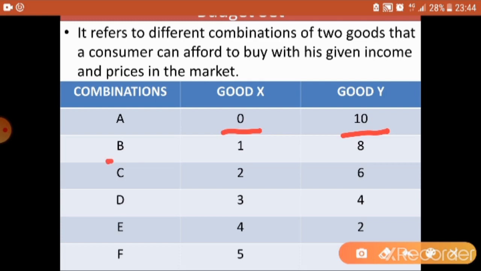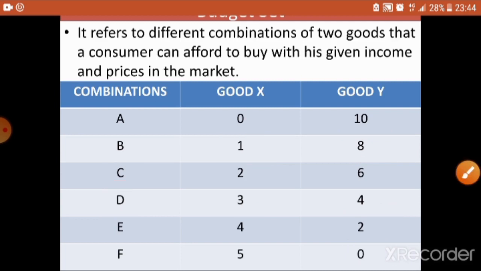In the second combination, the consumer is spending part of the income on good X and part on good Y, so good Y is consumed more than good X. In the third combination, 2 units of good X are consumed and 6 units of good Y. In combination D, 3 units of good X are consumed and 4 units of good Y. The same goes for E and F. Clear?